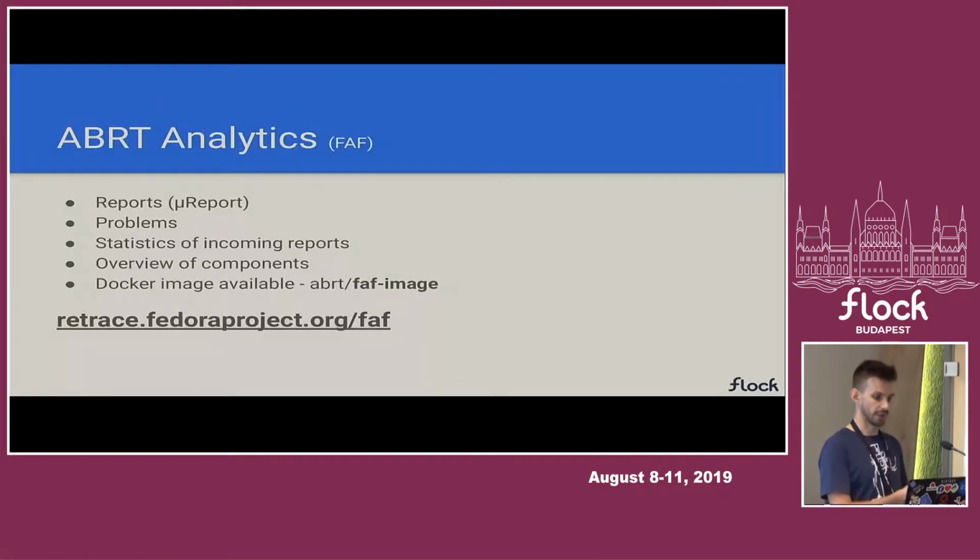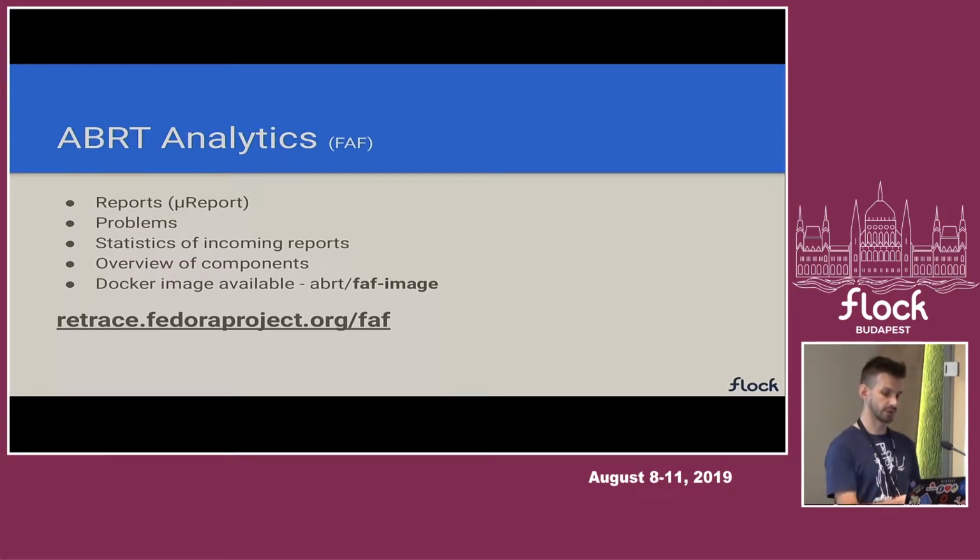And that was the client part of the ABRT, and then we have the services that ABRT provides, and one of them is ABRT Analytics. I've talked a little bit about the problems, but I will try to repeat it. So ABRT creates micro reports and sends them. If you have ABRT auto reporting enabled, it sends them to ABRT Analytics. ABRT Analytics processes this micro report and creates what we call a report. Later, ABRT Analytics tries to group these reports together by similarity and creates problems.